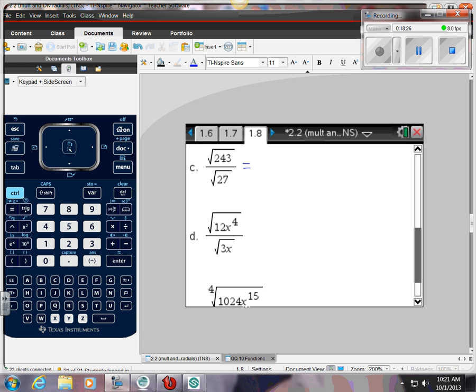Okay. Square root of 243 divided by square root of 27. Square root of 9, right? What's the square root of 9? Plus or minus 3. Any problems with that one? Good. Next one down. Square root of 12x to the 4th divided by square root of 3x. Good. Square root of 4x cubed.